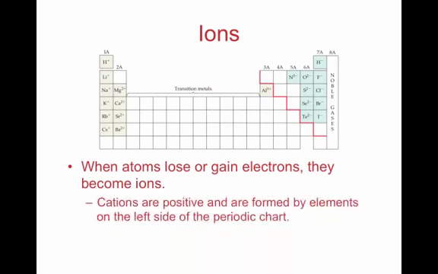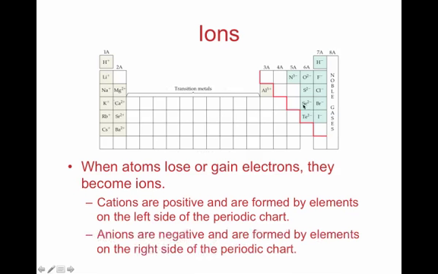Alright, ions. When atoms lose or gain electrons, they become ions. So in molecules, they share electrons. Ions, they lose or gain electrons. Cations are positive and formed by elements when they lose an electron, so we're taking away part of that negative charge. They then become positive. They are found on the left side of the periodic table. Okay, metals. And the anions are negatively charged, and they are formed when they receive electrons, and they are found above the stair step. They're typically the nonmetals.